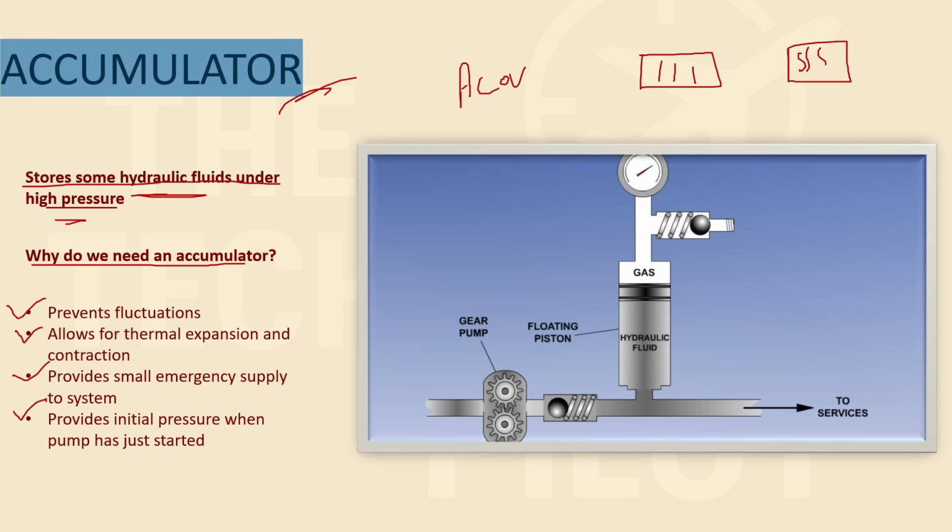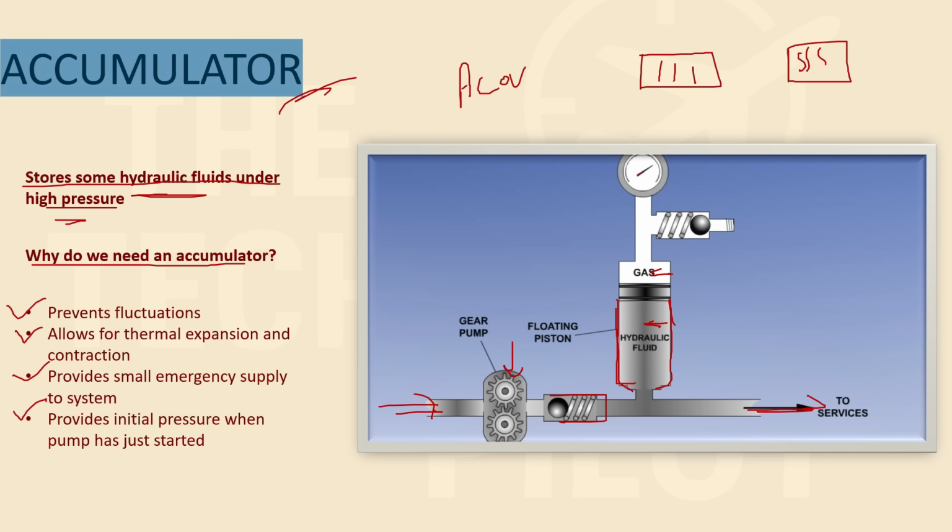The temperature fluctuations can be counteracted by already storing a hydraulic fluid under high pressure, right? This is your main line, this is your pump, this is your non-return valve, and this is going to the service. Now I have attached an accumulator over here. This is my accumulator in which there is gas and there is hydraulic fluid under pressure.